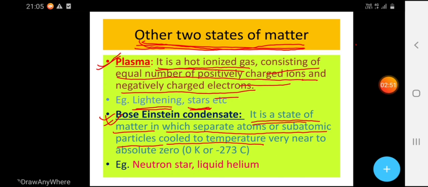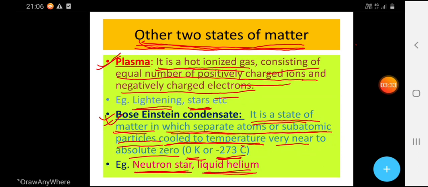So it is a state of matter in which separate atoms or subatomic particles are cooled to a temperature very near to absolute zero. What is absolute zero temperature? It is written here: 0 Kelvin, or minus 273 degrees Celsius. Up to that temperature they will be cooled. So you have to remember the definition, and you have to write examples also. The examples are neutron star and liquid helium.